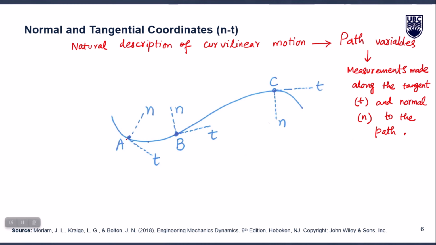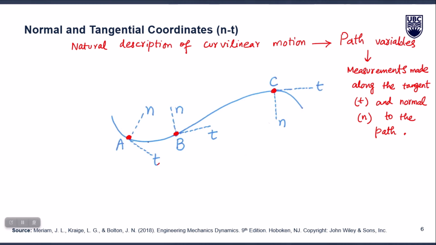So if a particle is moving from point A to some point B in a curved path, and then from B to some other point C in a curved path, at any time instant we can have these two directions. One will be tangent to the path, which we will denote with the t direction, and the perpendicular to that tangent, which will be the normal direction, right? So t and n will be our new directions, and measurements along each of them can describe this curvilinear motion.